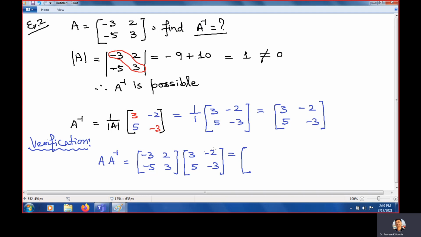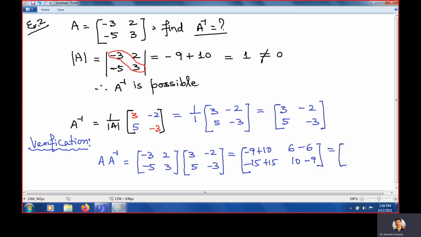Multiply: 3 into minus 3 is minus 9, 2 into 5 is 10. 3 into minus 2 is plus 6. 3 into 2 into minus 3 is minus 6. Minus 5 into 3 is minus 15. 3 into 5 is plus 15. Minus 5 into 2 is 10. 3 into 3 is minus 9.